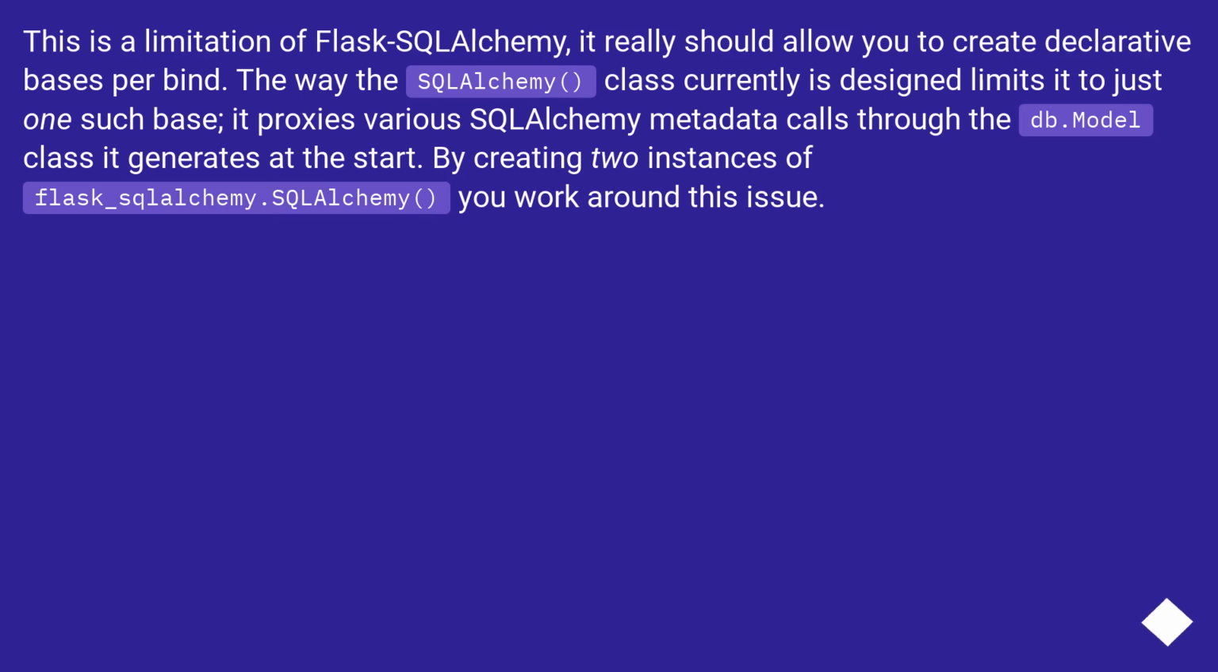This is a limitation of Flask-SQLAlchemy. It really should allow you to create declarative bases per bind. The way the SQLAlchemy class is currently designed limits it to just one such base. It proxies various SQLAlchemy metadata calls through the db.Model class it generates at the start. By creating two instances of flask_sqlalchemy.SQLAlchemy, you work around this issue.